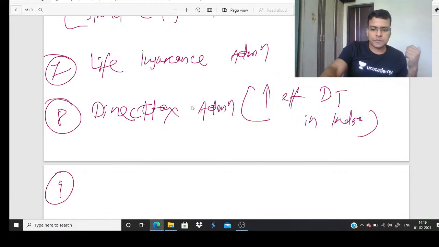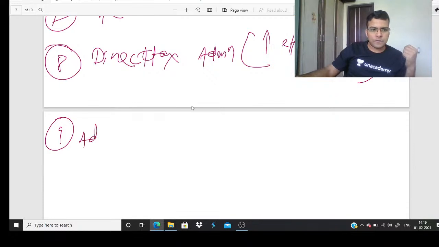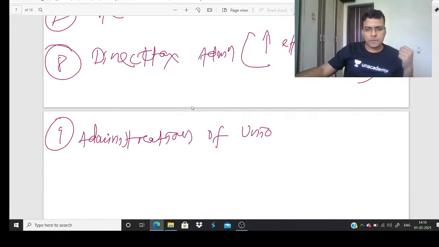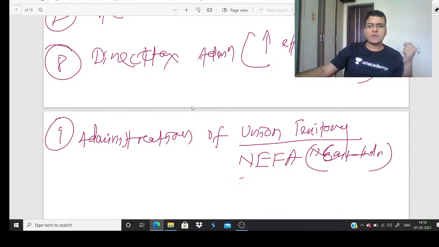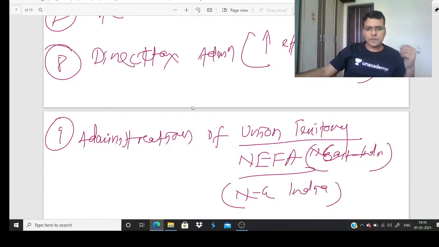The next is administration of Union Territory, UT, and NEFA, the Northeast Frontier Agency. At the time it was the Northeast Frontier Agency. Now we call this Northeast India.